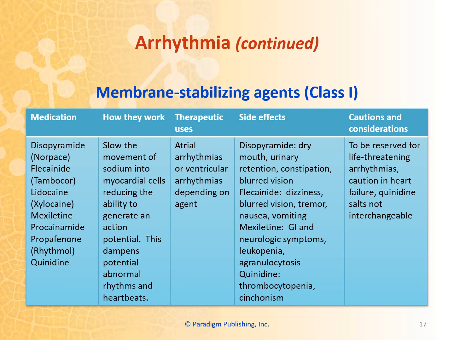Here are some more medications that are used to treat arrhythmias. The membrane stabilizing agents are class 1. So we have Norpace, Tambocor, Rhythmol. Propafenone is Rhythmol, and that one is actually one that you might see quite often. A lot of your older patients or patients who suffer from cardiac disease are going to be on Rhythmol. The way they work is they slow the movement of sodium into myocardial cells, reducing the ability to generate an action potential. This dampens potential abnormal rhythms and heartbeats.